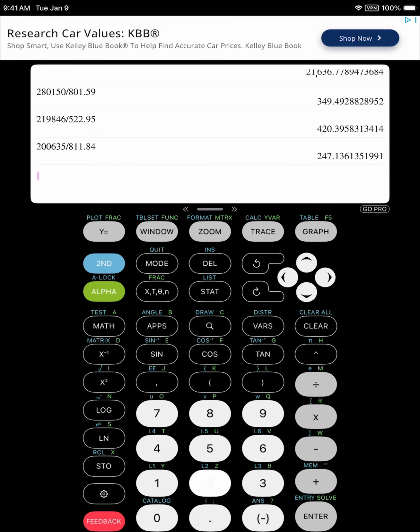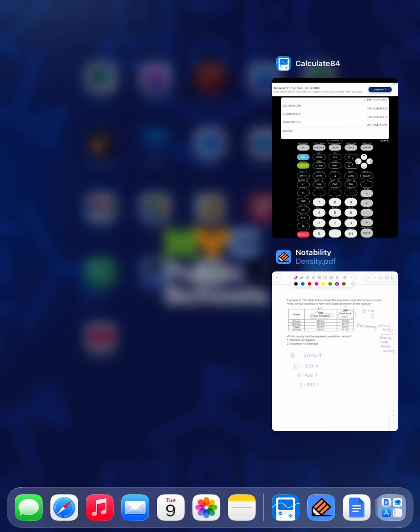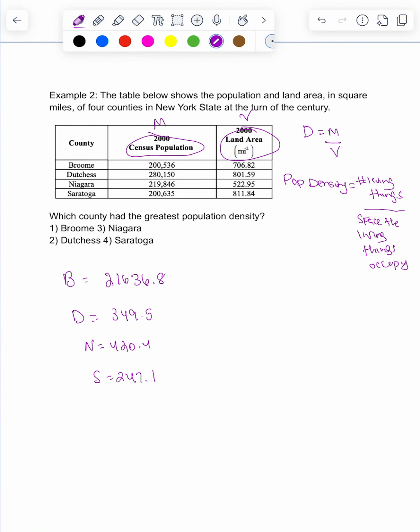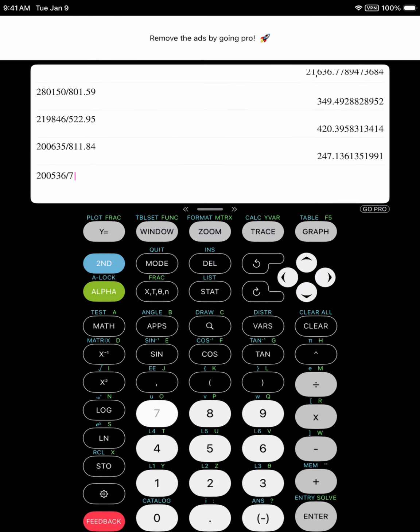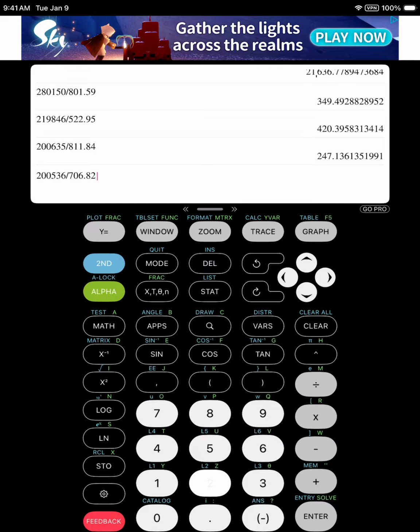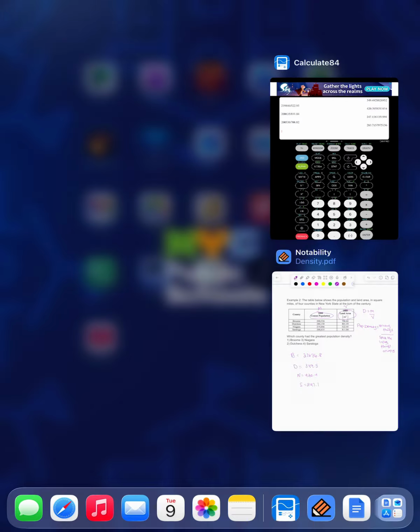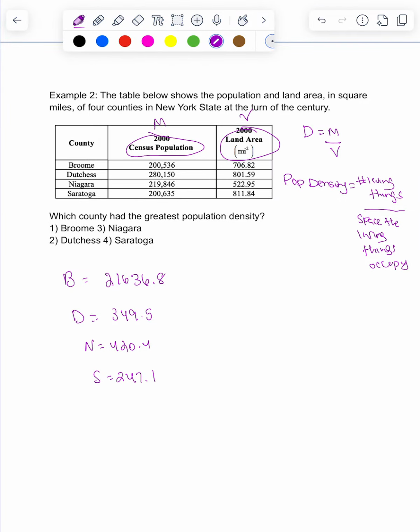Keep doing that. I'll get it right this time. Okay, 283.8. I must have typed in a digit wrong before. Okay, so the greatest population density is Niagara.